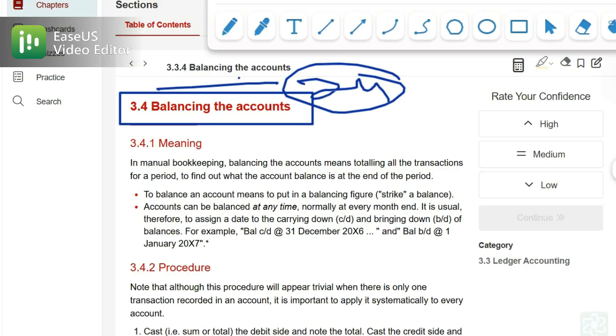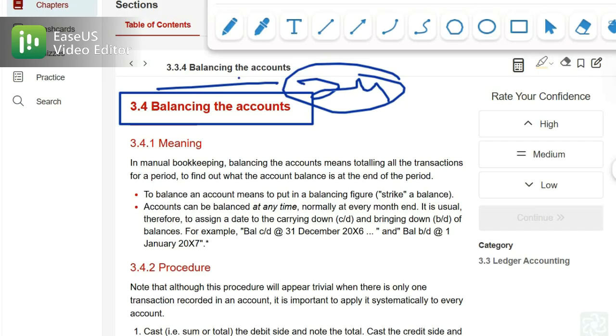Now how does it work, what will you have to do? The first thing is to total both sides, meaning add up all the debit entries and add up all the credit entries. Then after that you have to find the difference, meaning see which side is bigger. So the difference is the balance. Then record the balance, meaning at the end of the period write balance carried down on the smaller side to make both sides equal.